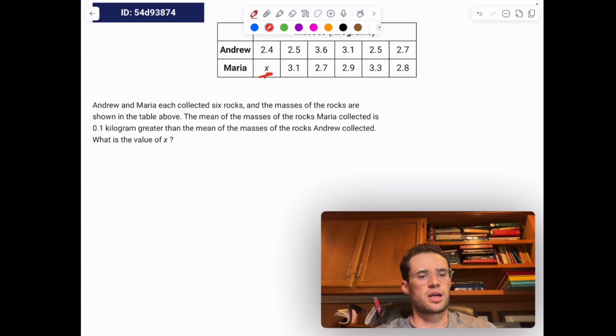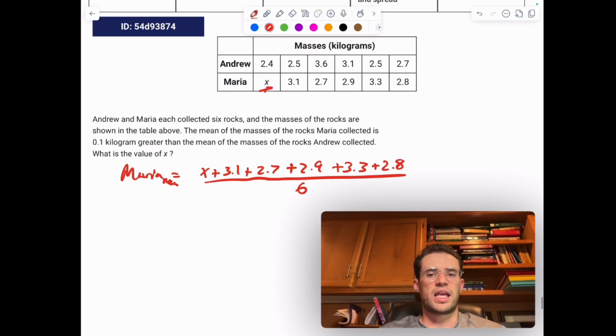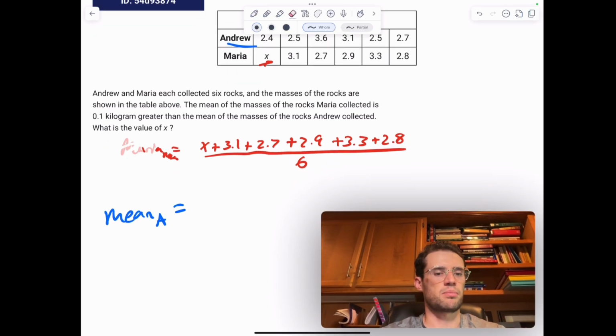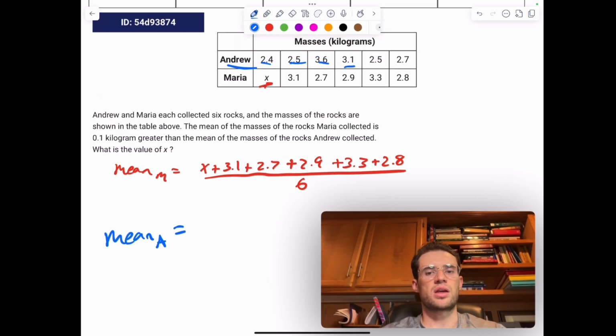So Maria's rocks, we have, let's see, Maria, she's got x plus 3.1 plus 2.7 plus 2.9 plus 3.3 plus 2.8. And you're going to divide that by the number of rocks. That would give her mean equal to, I'll say, Maria's mean. We can't actually calculate that yet, but we can calculate Andrew's. And Andrew, the mean of Andrew, let's change this to say mean M. Mean A would be the sum of all of his values and then divide by 6. And he has all 6 accounted for there.